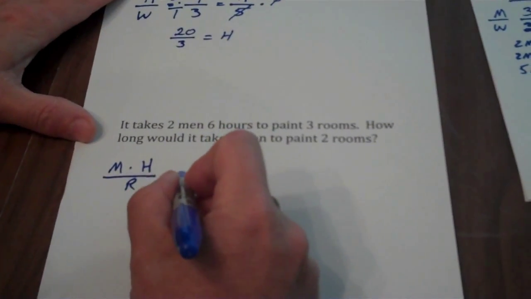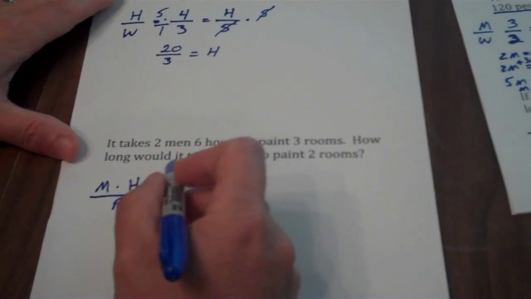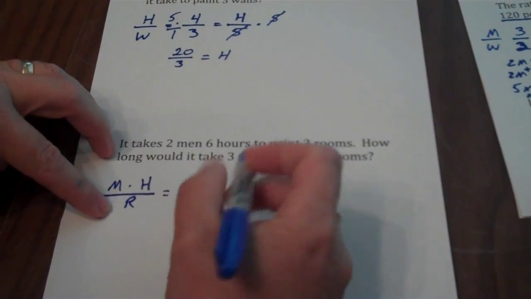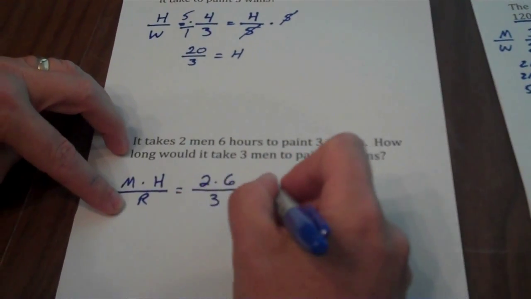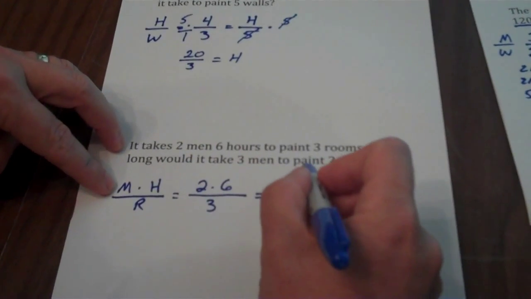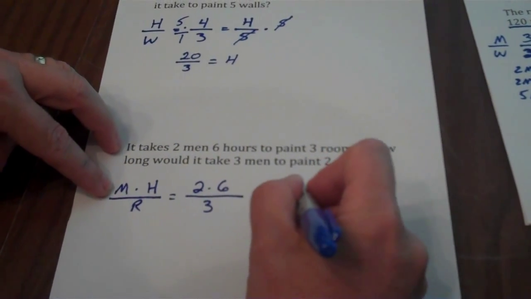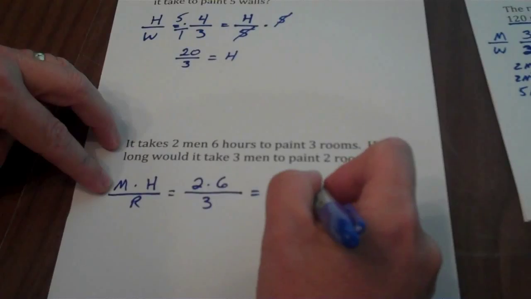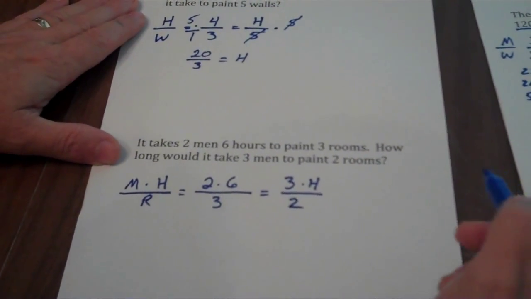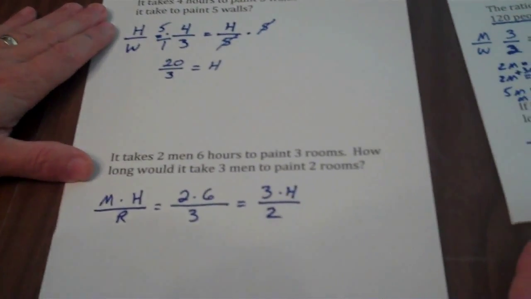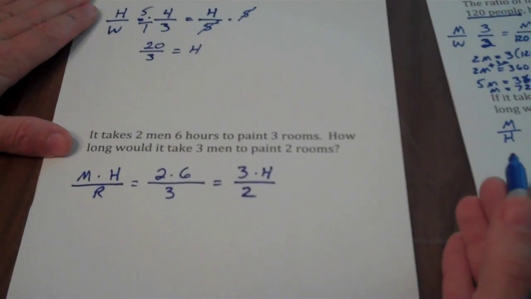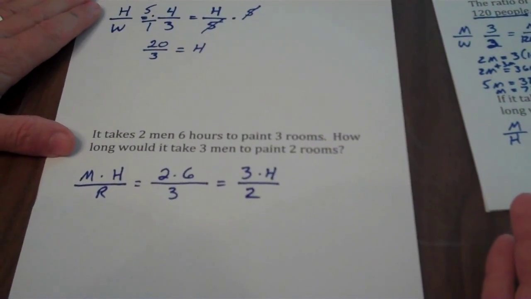So, let's go ahead and fill in the blanks now, if you will. In our first example, we had 2 men. It took 6 hours, and they were painting 3 rooms. In the second example, we had 3 men. We don't know how many hours it's going to take, but I do know that it's 2 rooms. Now you have a lot of possible ways you can work this problem. You could cross multiply, you could simplify first. There's again a variety of ways you can do it.